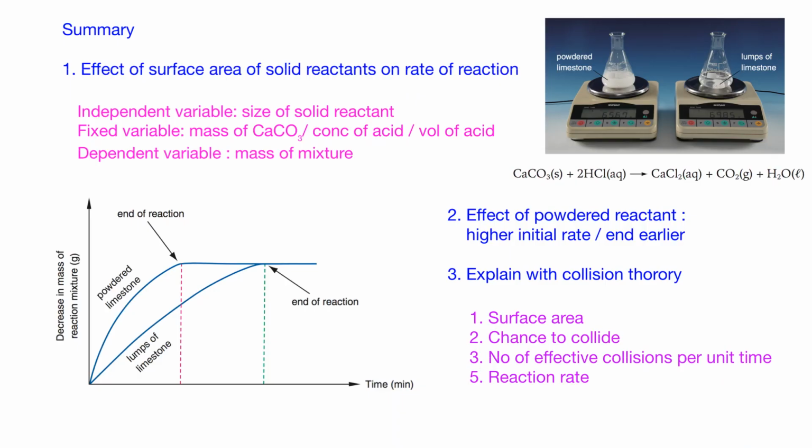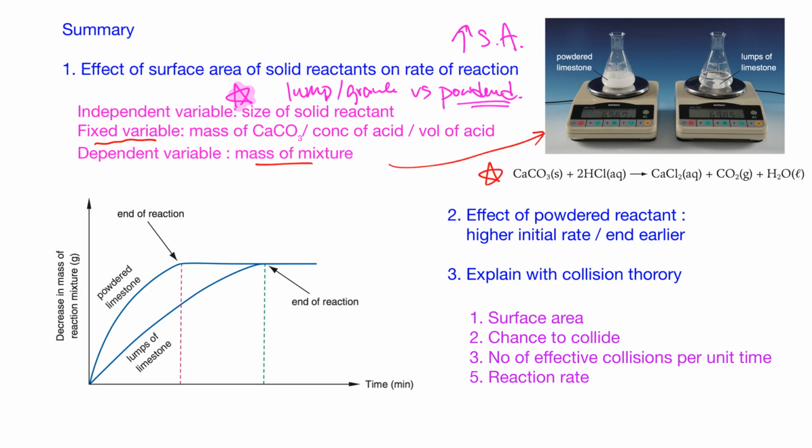So, summary for this video. We learned the effect of surface area of solid reactants on the rate of reactions. We change the size of the solid reactants. Normally we use lumps or granules, which are the same, against powdered. The powdered one has a larger surface area, so the chance to collide will increase, and the number of effective collisions per unit time will also increase. You also have to know what kind of fixed variables we have in the comparisons in fair test experiments. Here we are measuring the mass of the mixture.